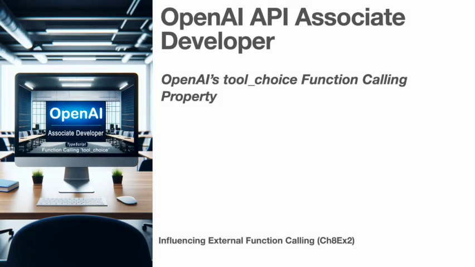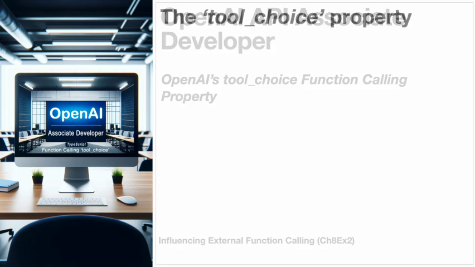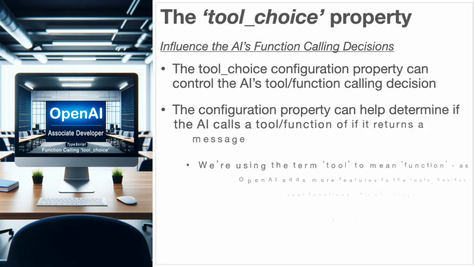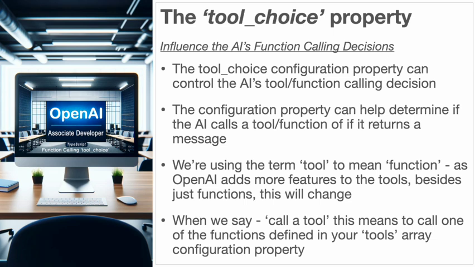Welcome back to the OpenAI Associate Developer course. In this lesson, we'll explore the tool choice property of the chat completion API. Understanding this property will help you control how the AI decides to use tools in its responses.